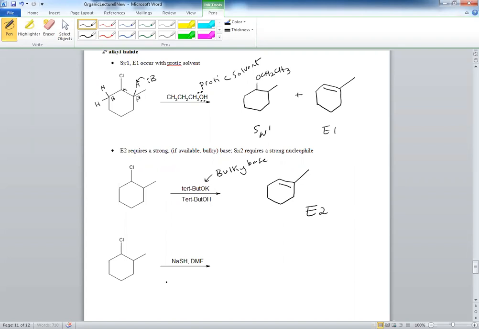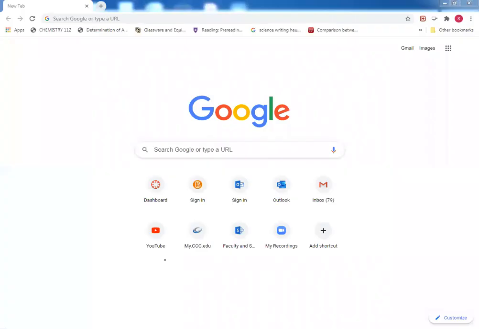And for an SN2, it would be this one because this is a strong nucleophile but a weak base. And the reason why it's a weak base, one way of doing this is you can check your pKa table to check the pKa of H2S. It's going to give you a low pKa. Low pKa means a weaker base.